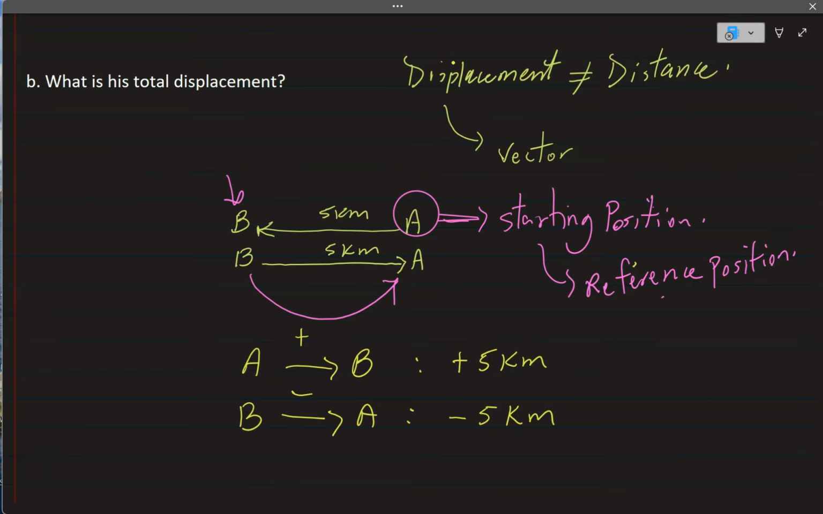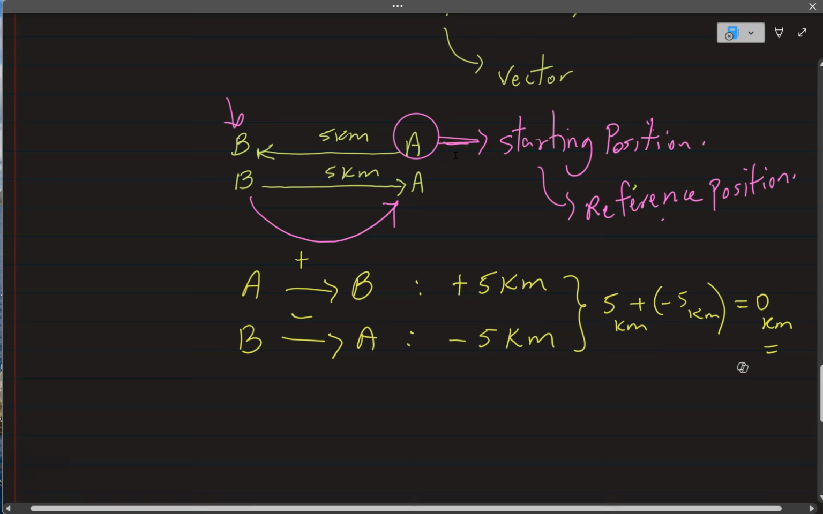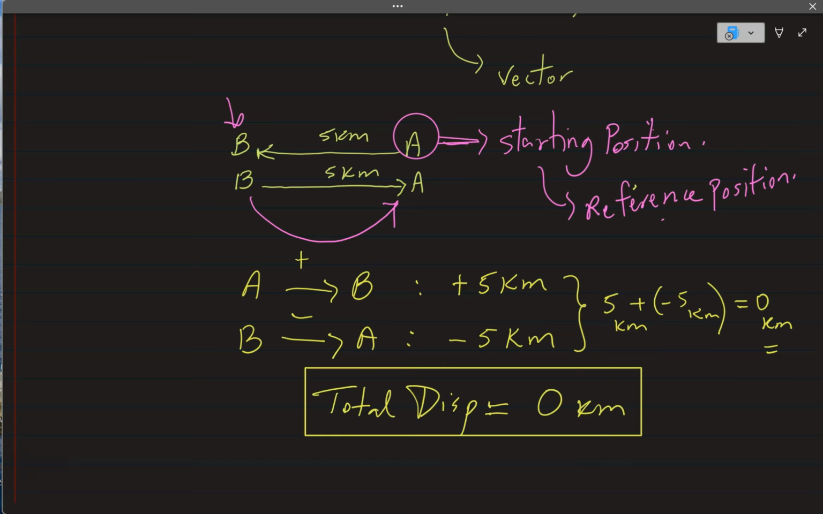Now when you put them all together, the total displacement is 5 kilometers plus negative 5 kilometers, that's 0 kilometers. So what is the total displacement? 0 kilometers. That's the total displacement.